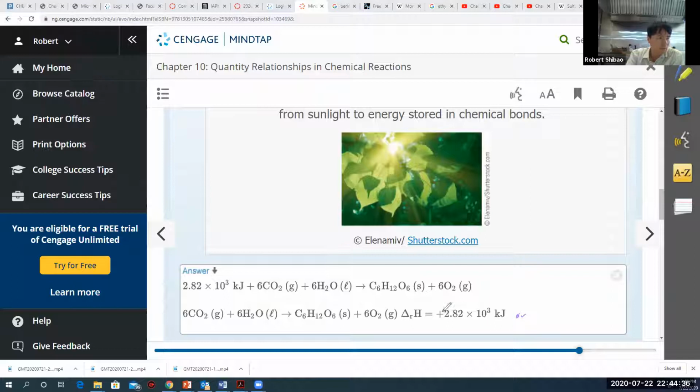And so it's per 1 mole of sugar, or per 6 moles of CO2, or per 6 moles of H2O, or per 6 moles of O2. We already went through this earlier. And so oftentimes we'll just write 2.82 times 10 to the third kilojoules per mole of sugar, or per 6 moles of CO2, per 6 moles of water, etc.